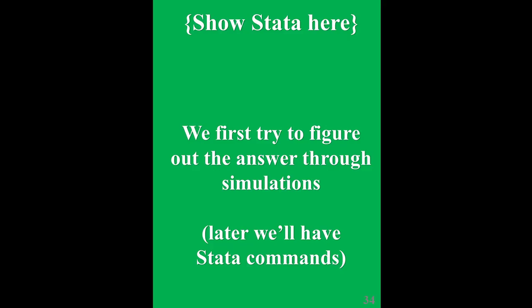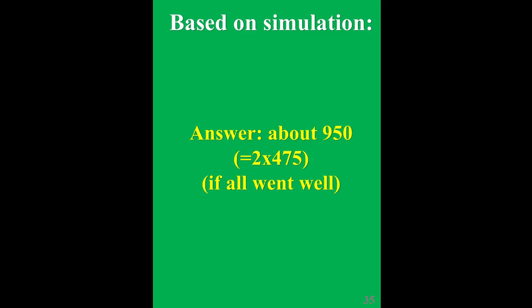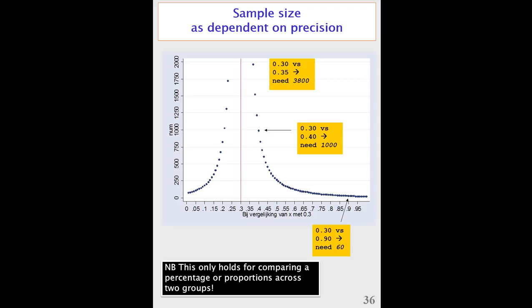I can show data here, but I won't give it the time. I have a do file that does exactly this. You can try to figure out what happens here. If you went through that same exercise, you would see that we need quite a few, about 950, so 475 males and 475 females. So in this case, it's actually worse than for the t-test example. Let's see how bad it actually is. If we have a comparison of 30% versus 40%, we need about 1,000.